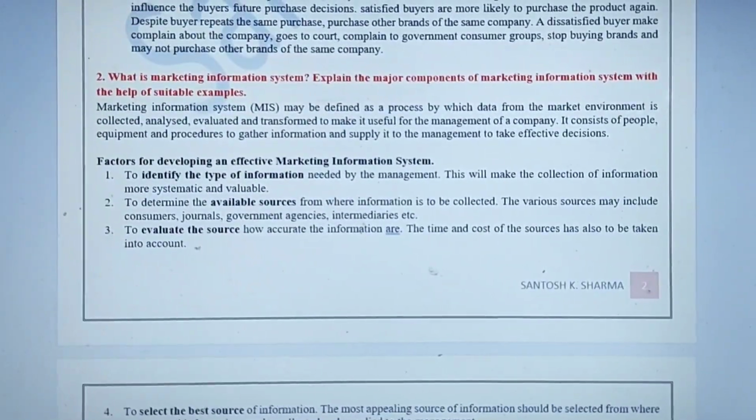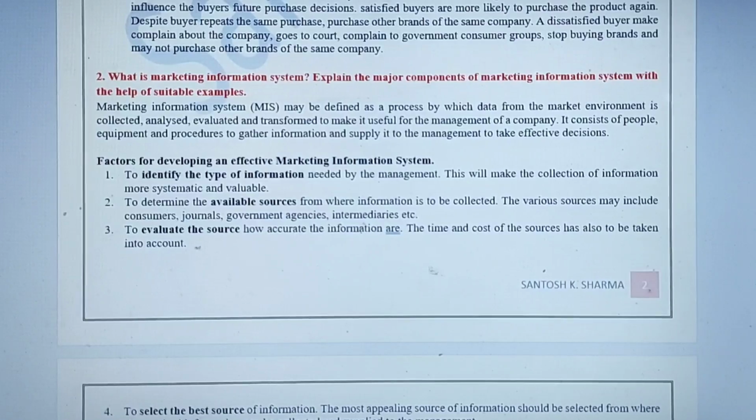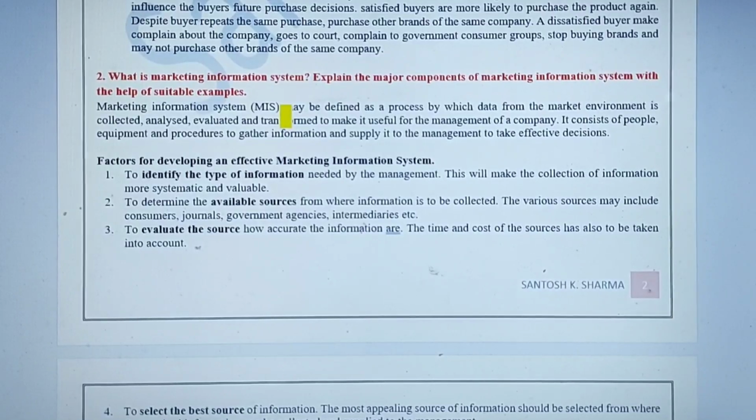Friends, it's not sure that this question coming in the December exam means you won't get it in the June exam too. So I will advise you to prepare all these questions. All these questions can also strike in the June level exam. Okay, so let's move on to the second question.